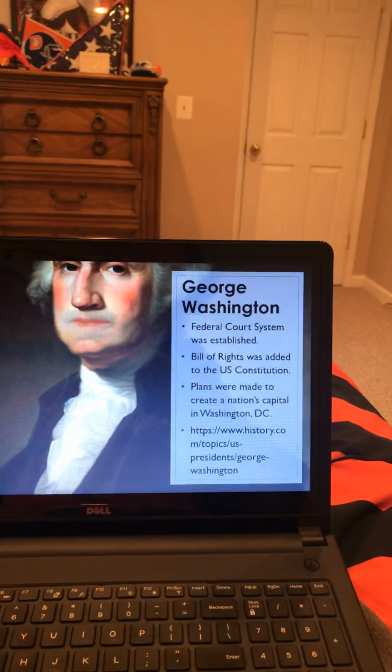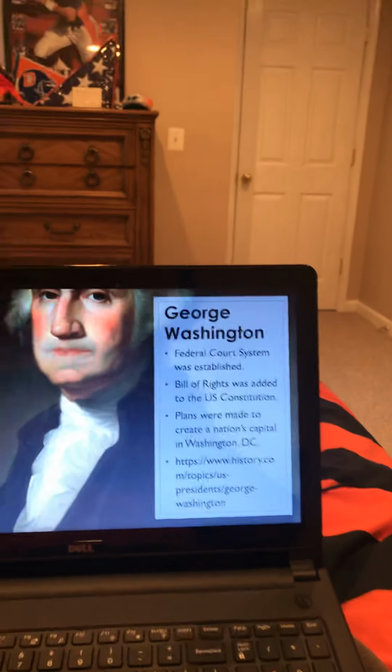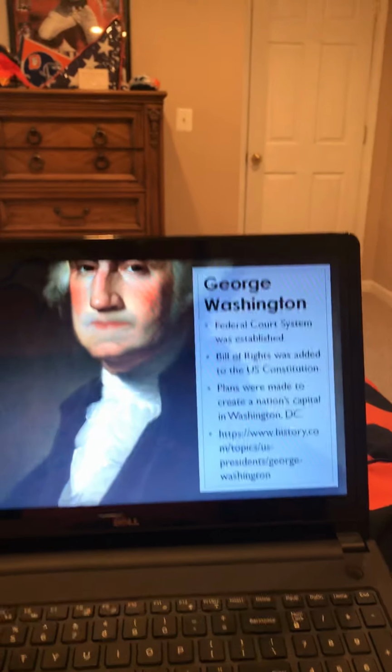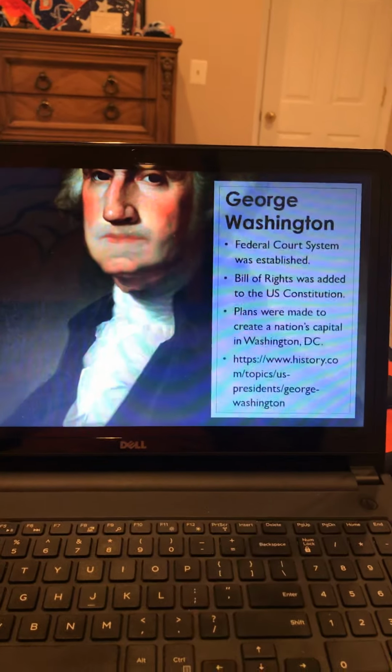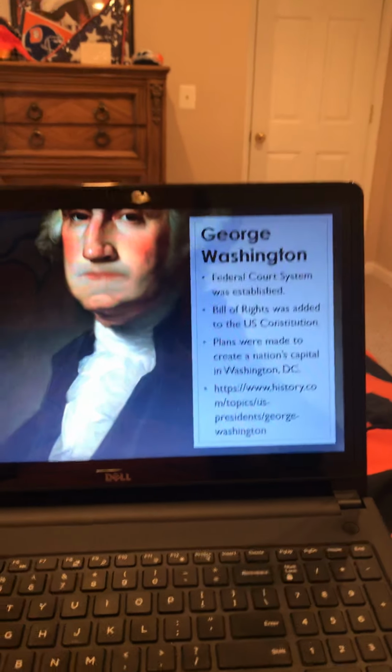Second thing that happened during George Washington's administration was the Bill of Rights was added to the Constitution. We talked a little bit about this in our U.S. Constitution and Bill of Rights lecture 2 weeks ago. But when the Constitution was written, a lot of people thought that it gave the government way too much power. So James Madison, who we're going to hear from a little bit later in this lecture, wrote out 10 individual rights added to the Constitution, known as the Bill of Rights.